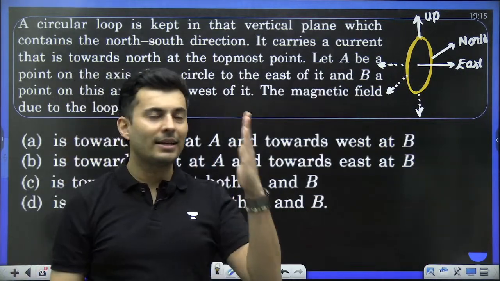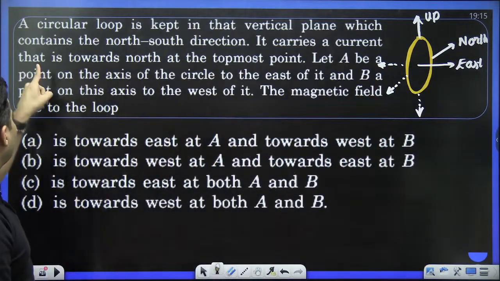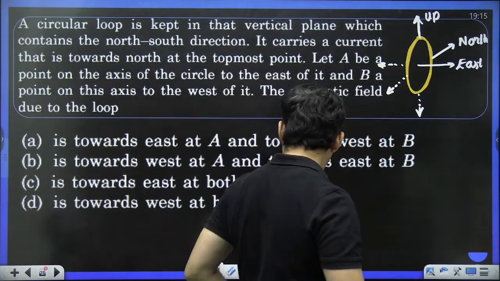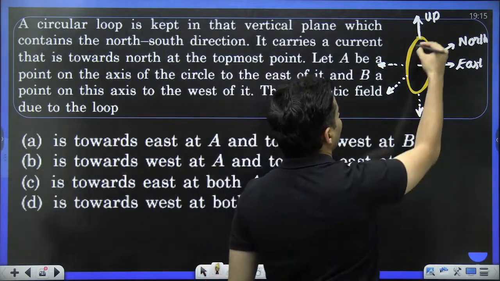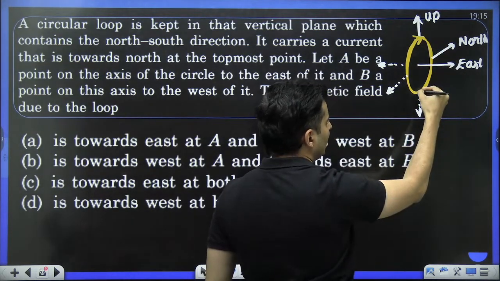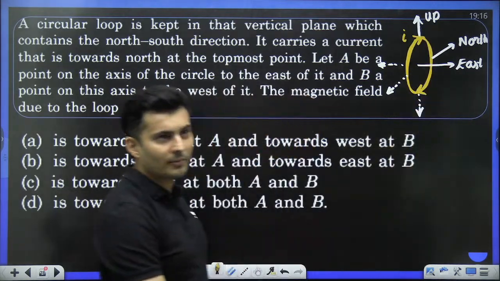The coil is in the vertical plane in the north-south direction. Perfect. It carries a current that is towards north at the top point. The current at the top point is towards the north. That means at this point the arrow mark of the current will be here. Naturally at the bottom point it will be towards the south direction. So that's how the current is going.